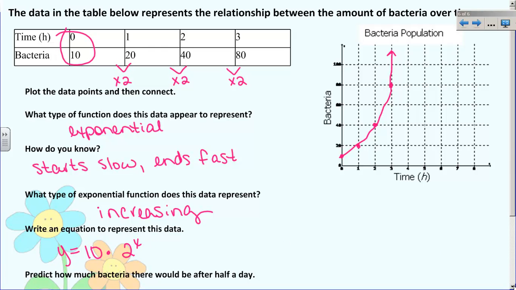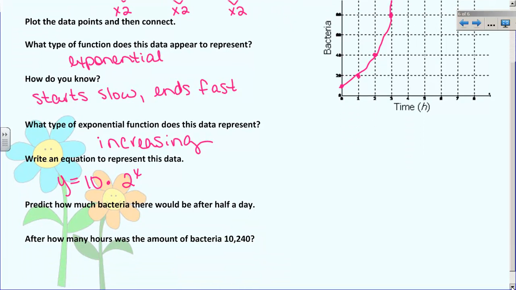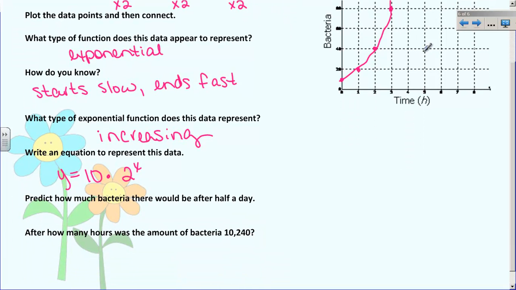There is my function. So now the question is to predict how much bacteria there would be after half a day. Well, if x is my number of days, that means I want to find out what 10 times 2 to the 1/2 power is. So all you have to do is plug that into your calculator and get that as an answer. So you have 10 times 2 to the 1/2 power, which is going to be about 14. Now use your calculator and use the table function to answer the last question.